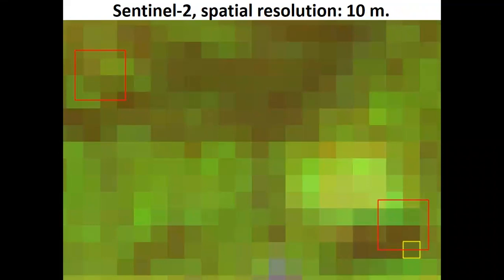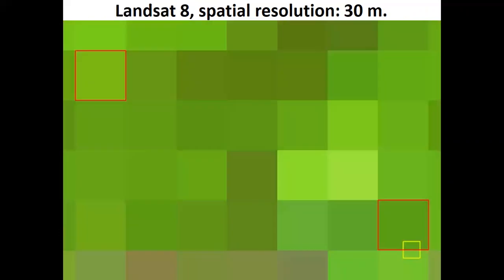Also, you can see different types of trees. For example, in the upper part of this image, you can see some darker green and a bit reddish pixels, which represent coniferous trees or some areas in the forest where coniferous trees dominate.